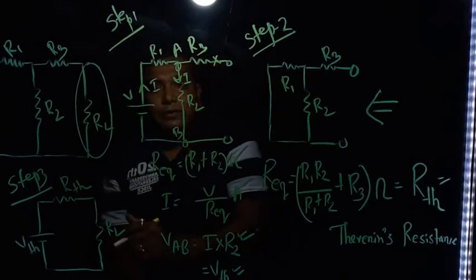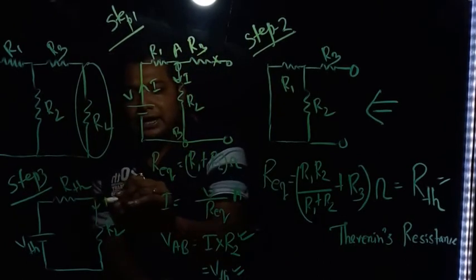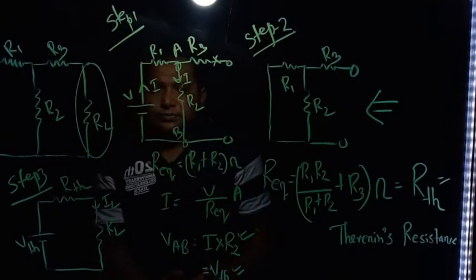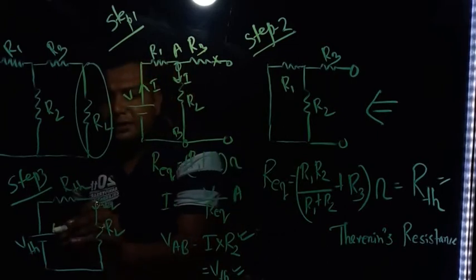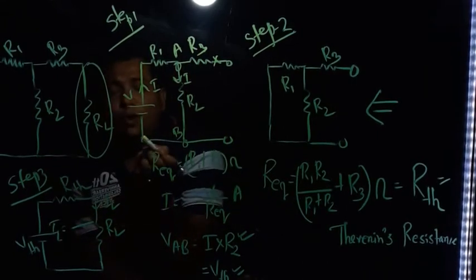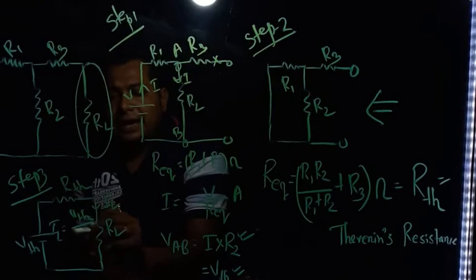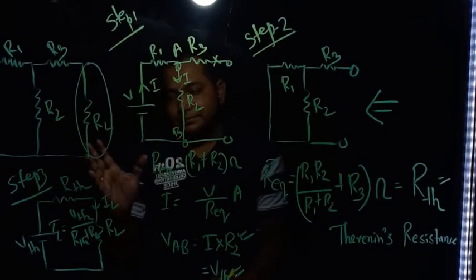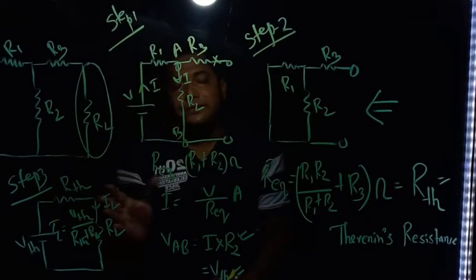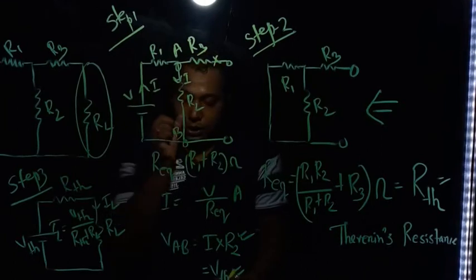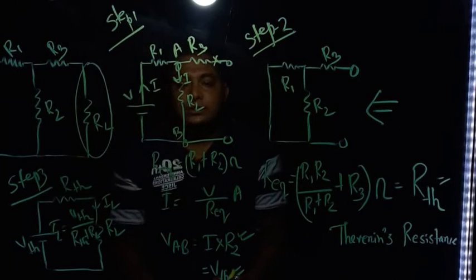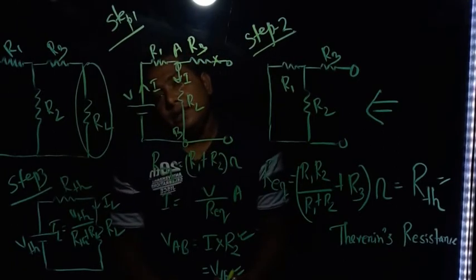Okay, so now if I ask you to find out the current passing through this load resistance, that means IL, what will we write down? Very simple, IL is equal to, by Ohm's law, VTH by RTH plus RL. So this is the formula for finding out the load current passing through any load of a circuit. So this is how we can solve Thevenin's theorem.